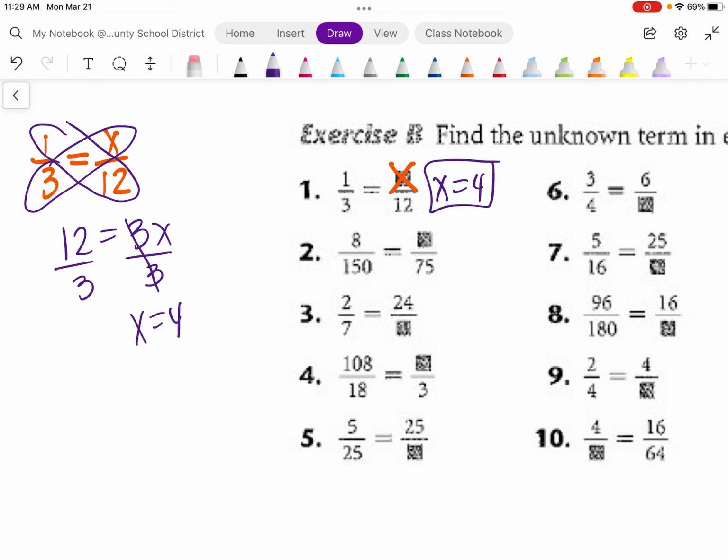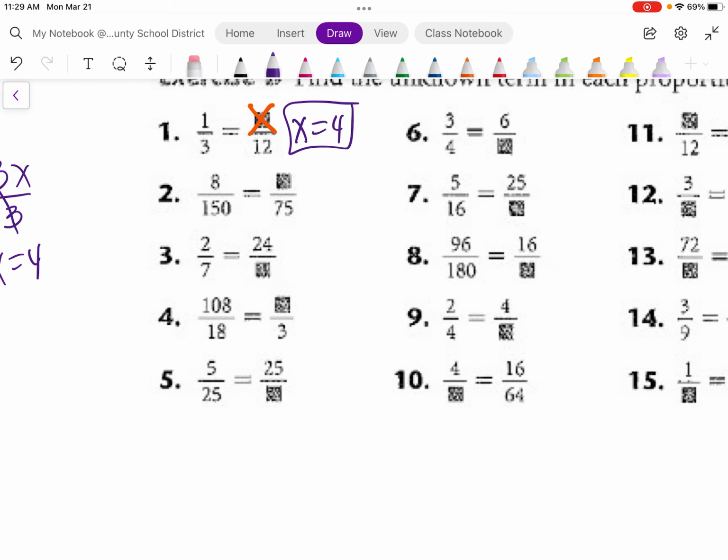I do need to see all of your work for all of these. That way I can give you credit in your process grade. Okay? So you are going to complete 1 through 15 on this one.